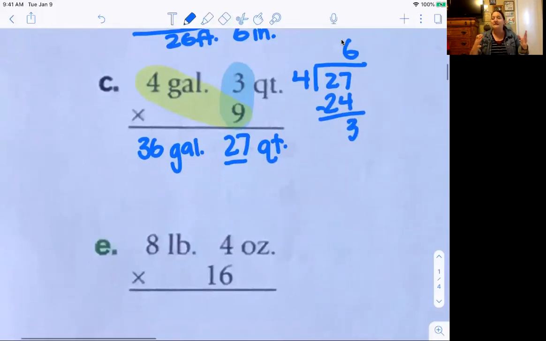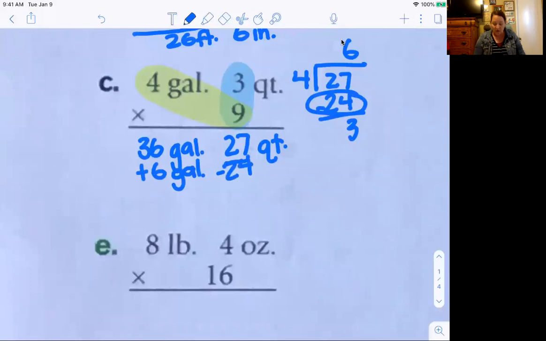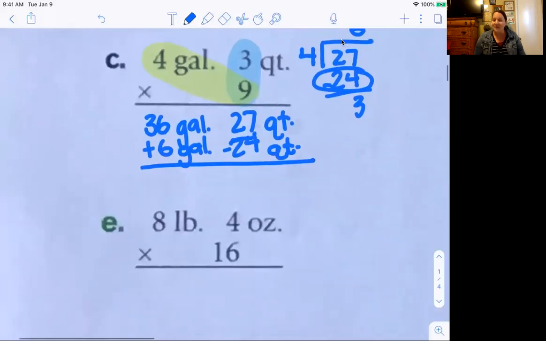So we're going to get 6 groups of 4. That means we're going to add 6 gallons here. And we already know that 6 groups of 4 is 24. So we're going to subtract 24 over on this side. 27 minus 24 is 3 quarts. 36 plus 6 is 42. So we have 42 gallons, 3 quarts.